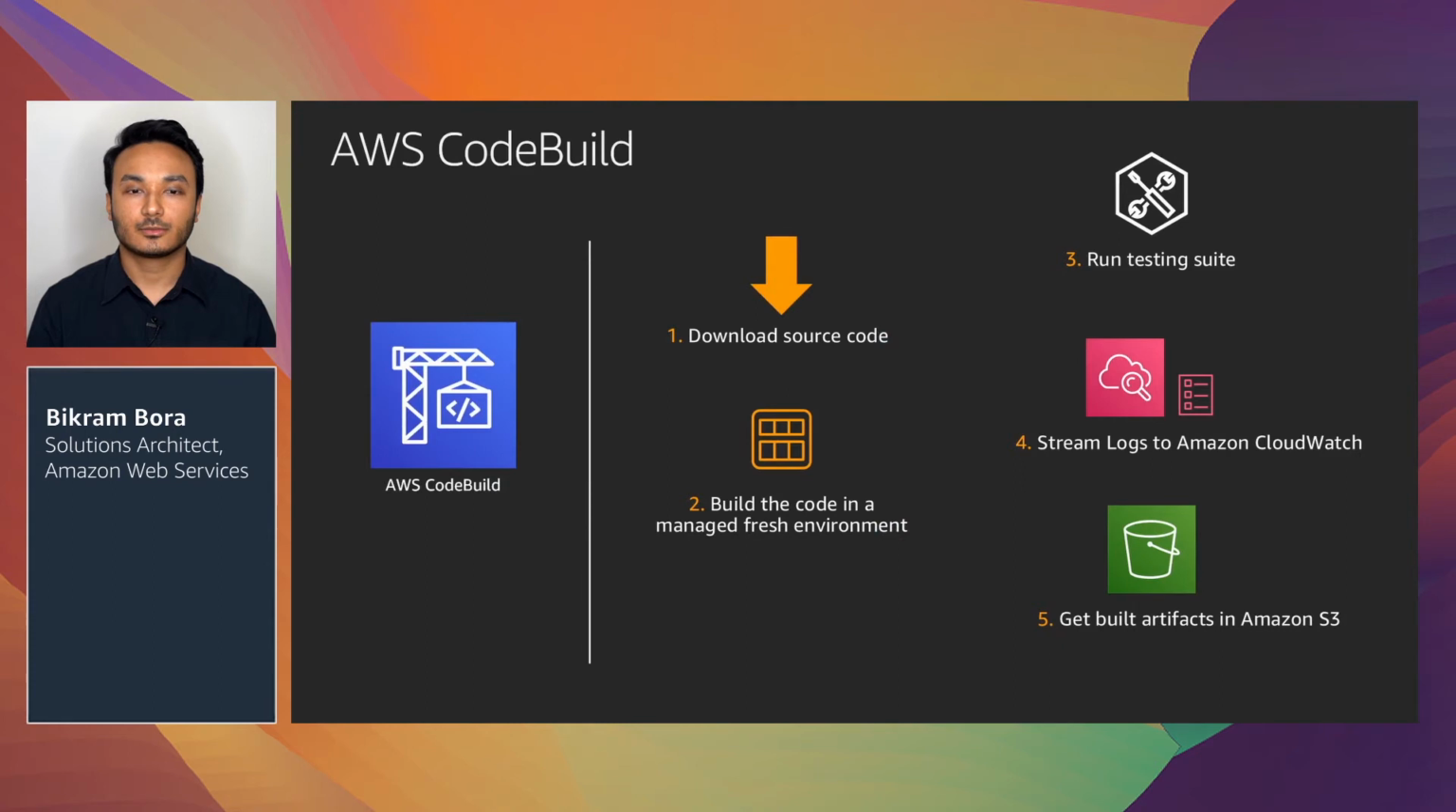So overall, that's the workflow. Code Build downloads the source code into a fresh containerized environment, builds the managed code in a containerized environment, runs the testing suite, which can be any testing suite that you specify, streams the log to CloudWatch, and finally publishes the artifacts in Amazon S3.